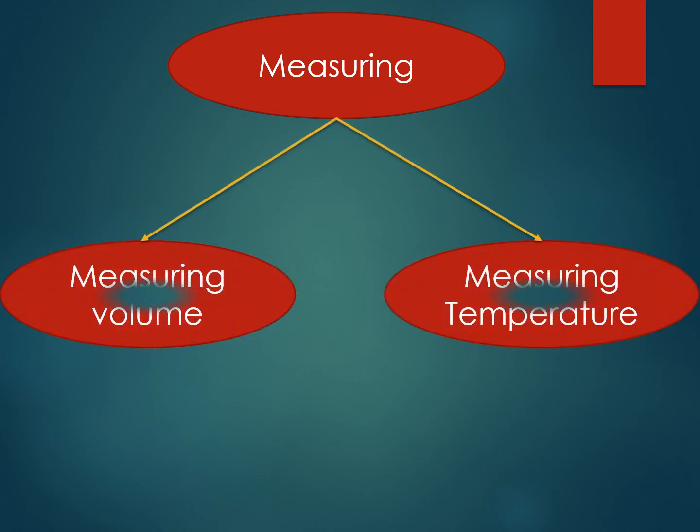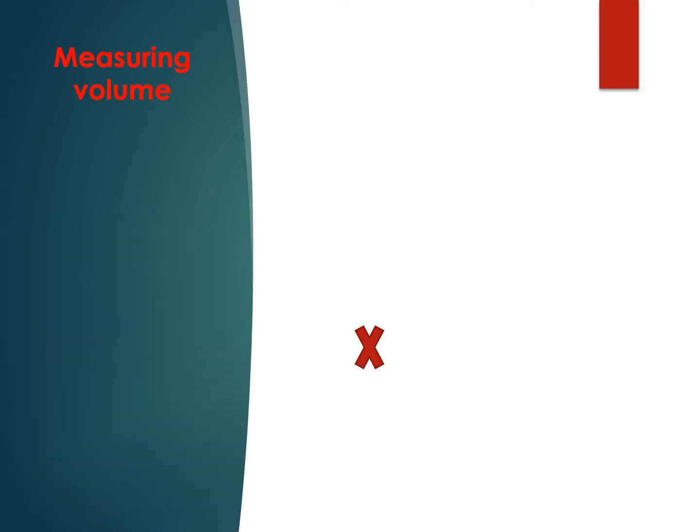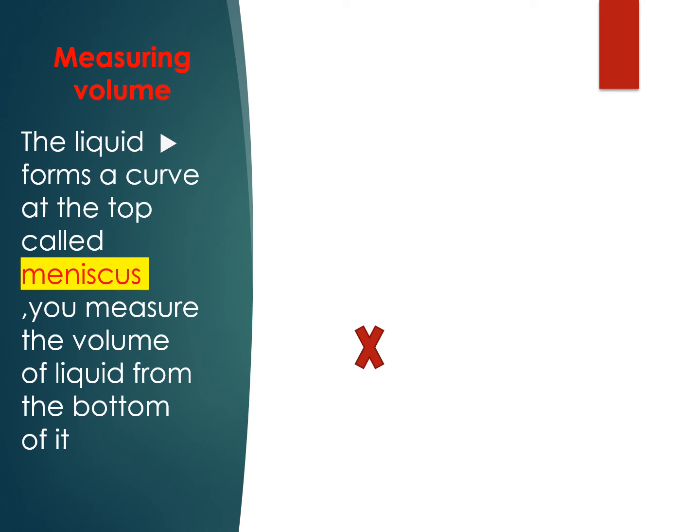Now we are going to speak about measuring. We will speak about two types of measuring: measuring volume and measuring temperature. What are the tools which I should use to measure volume and to measure temperature? Here we will study only liquids. For liquids, I will measure the volume by a measuring cylinder. And for temperature, we will use the thermometer.